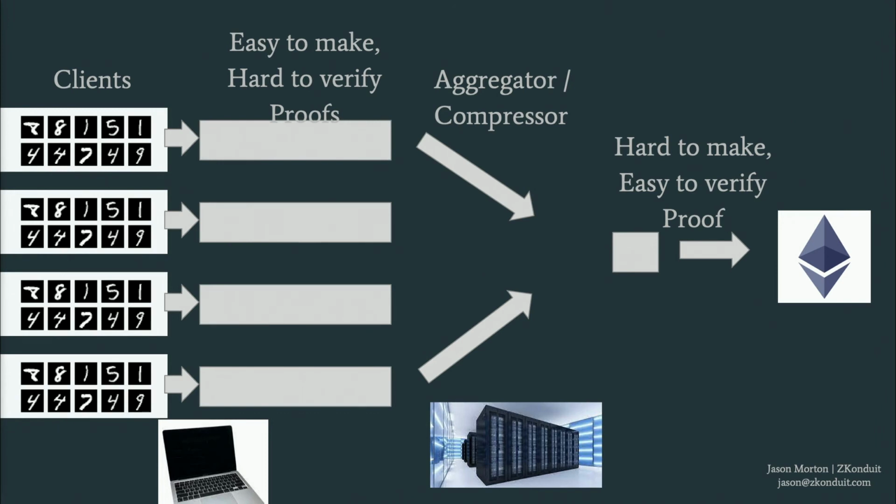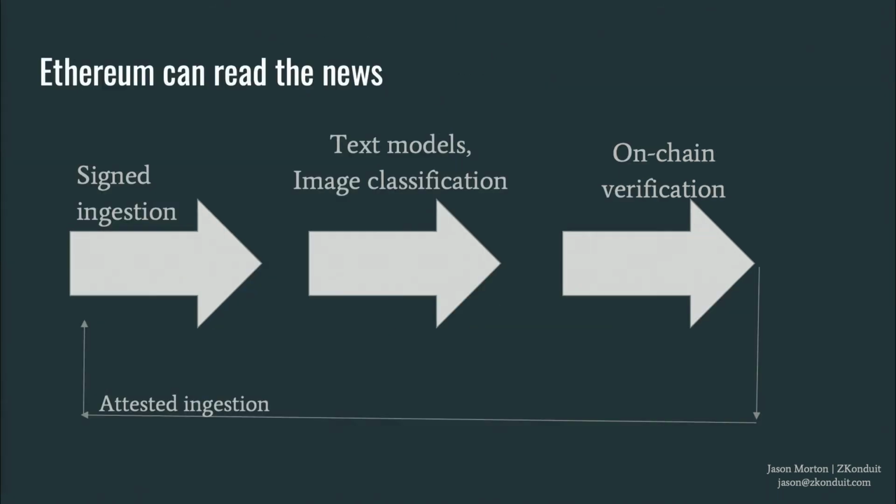And this is the picture of this. So basically, you have clients, relatively weak. They take in data, hopefully signed, if people live up to their promises. They do an easy to make, hard to verify proof, relatively easy to make. And then those get compressed by the 450 gigabyte server into a short, easy to verify proof, which then gets checked on chain. And the result is that Ethereum can read the news, or will be able to read the news very soon.